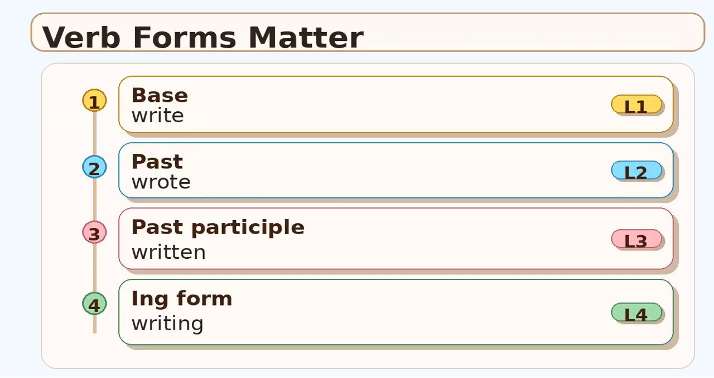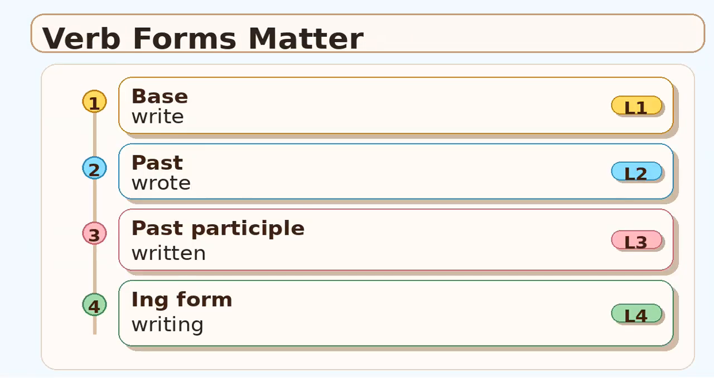A verb can appear in several useful forms. On the screen, write is the base form. Wrote is the past form. Written is the past participle. And writing is the ing form. When learners see these forms as one family, tense patterns become easier to understand. You do not have to memorize everything at once, but you should recognize how one verb changes for different jobs.